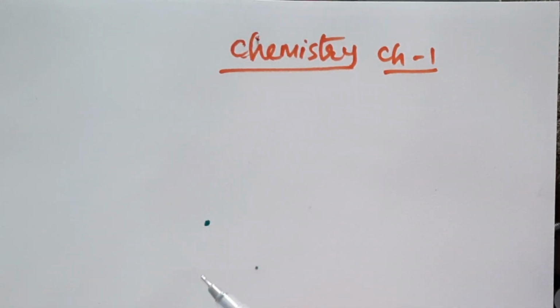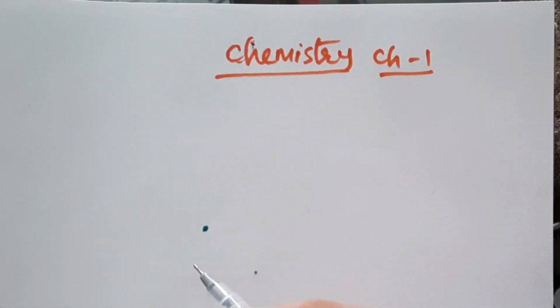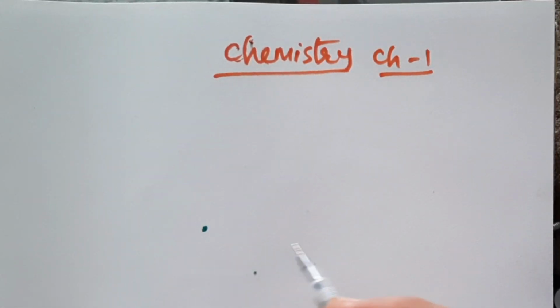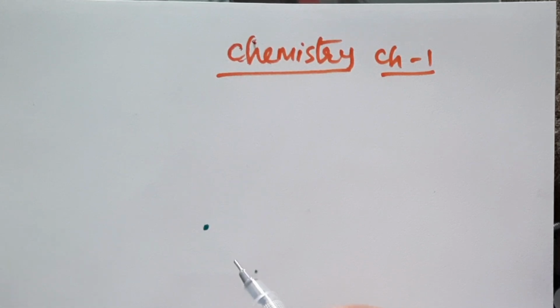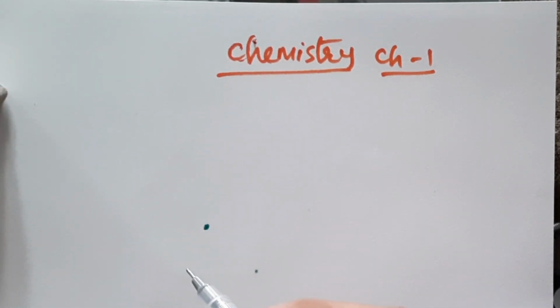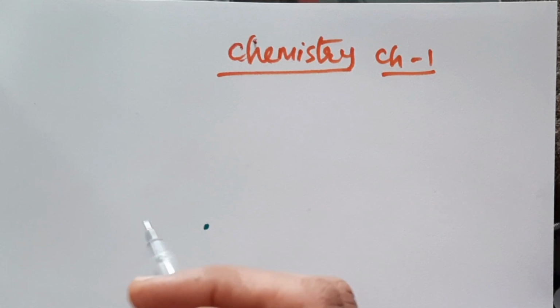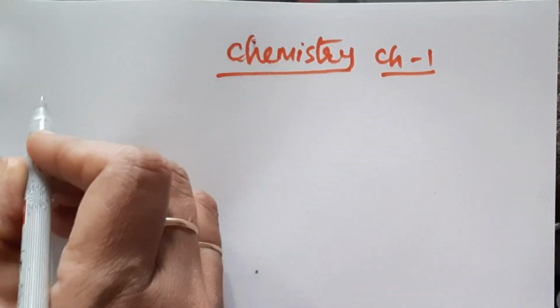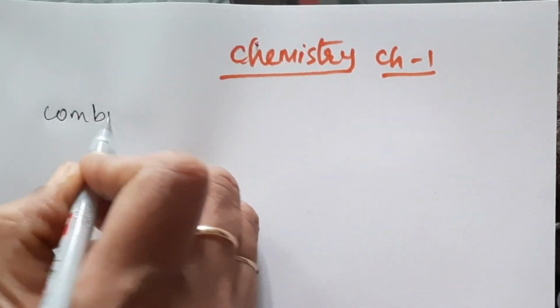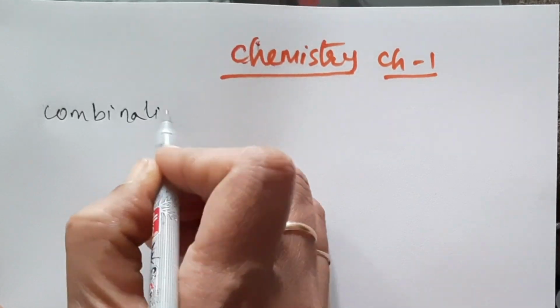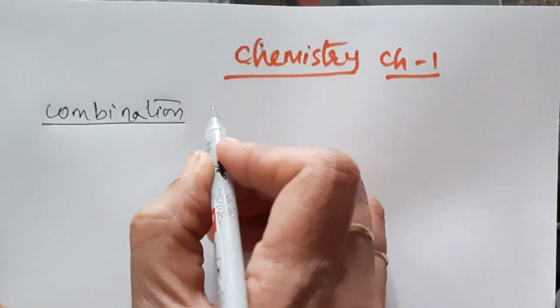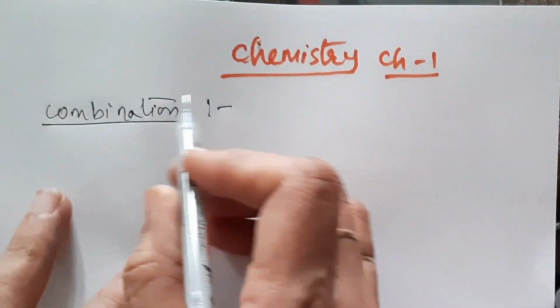So here are a few important questions which you can go through so that you can write properly in your paper. So this is a quick revision. Let's start. The first question which can be asked out of this chapter is all the definitions, like combination reaction. What is combination reaction? Only simple wordings are sufficient.